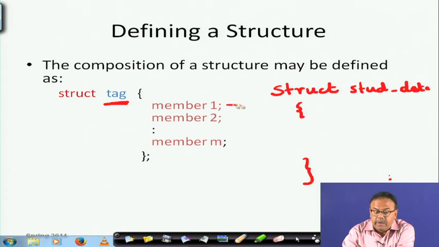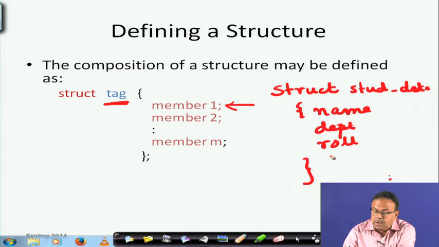And what were my members? My members were name, department, roll number, and CGPA. So I had 4 members of this. Now each of these were of different types. That is something which is very important to understand.